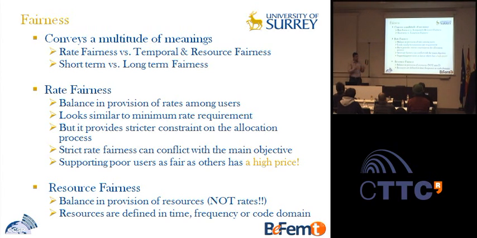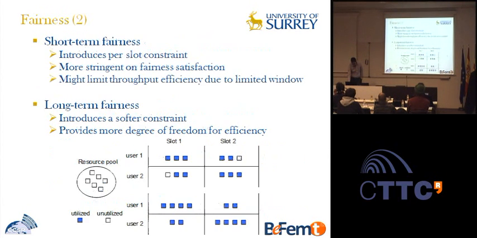When we talk about the resource fairness here, it is not important for us how the rates are allocated to different users, but we try to have some sort of balance in the provision of resources between the users. And these resources might be defined in time domain in case of temporal fairness, or it might be defined in frequency or code domain. And these are different notions of fairness.